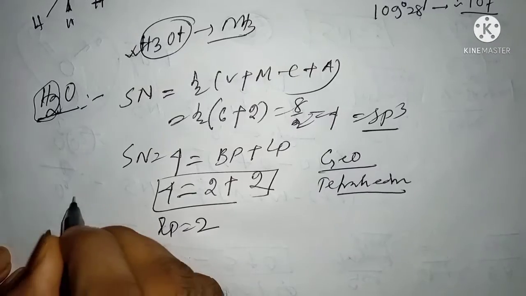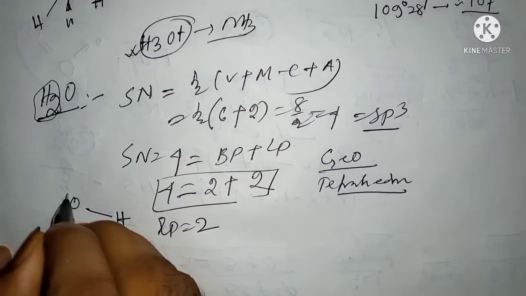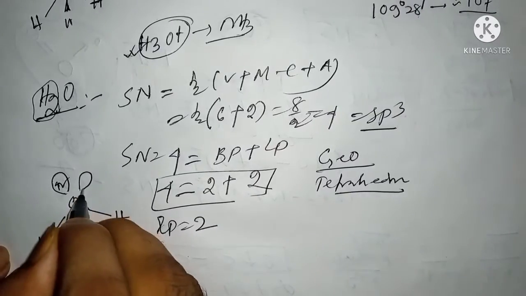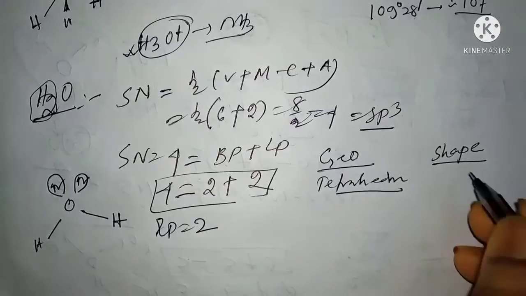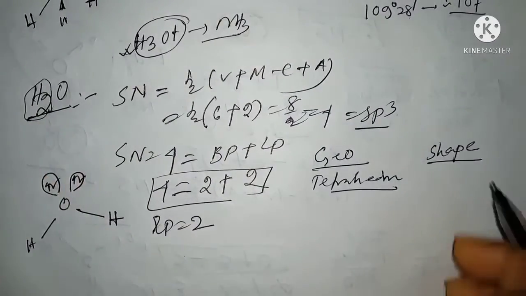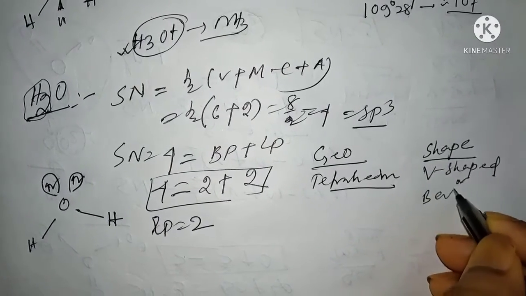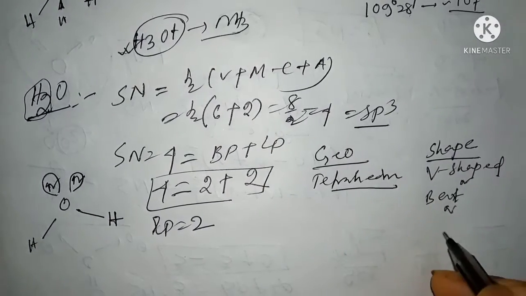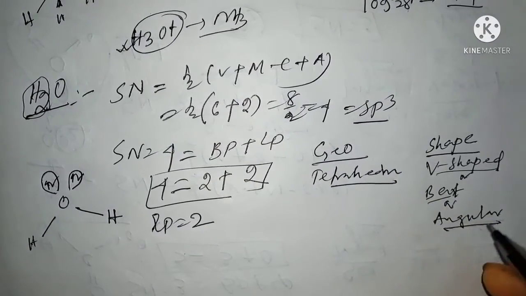So oxygen has 2 bond pairs and 2 lone pairs. Now the shape does not consider the lone pairs, only the bond pairs, so this is V-shaped, or sometimes it is called bent shaped, or angular shaped. So remember 3 names: V-shaped, bent shaped, or angular shaped.